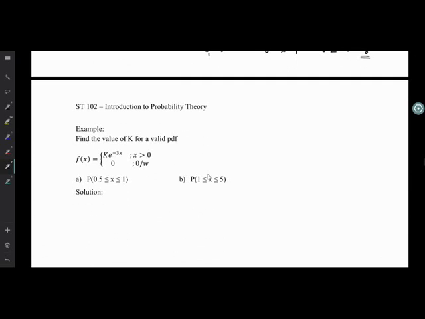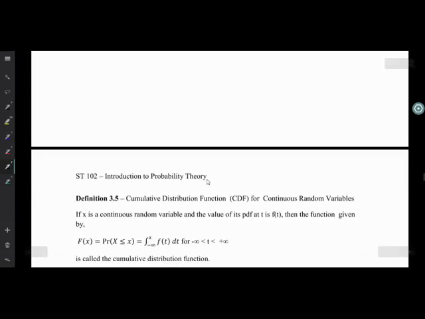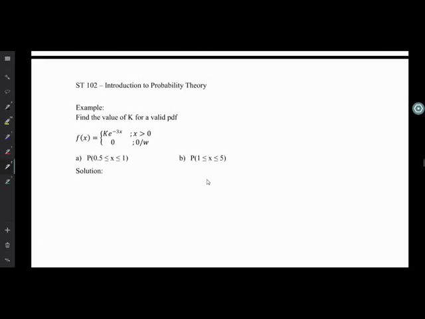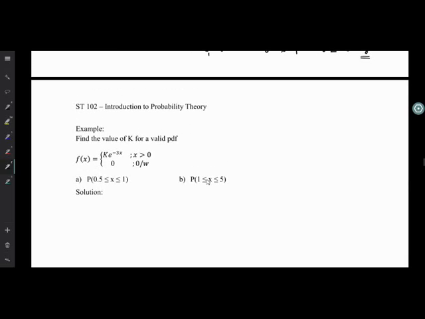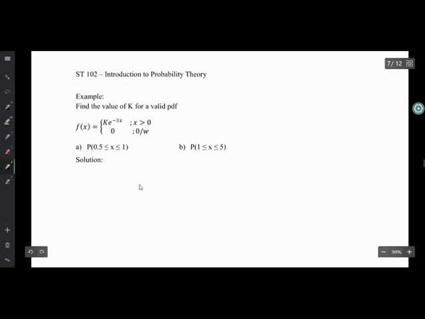Okay, here's another one. Find the value of k such that f(x) is a valid PDF. You see the exponential function here. Okay, let's try to find the answer. The support is x greater than 0, which means the support of x is from 0 up to plus infinity. The integral of k times e to the negative 3x dx should be 1 if it is a valid PDF. So let's solve this one and see what the value of k is.